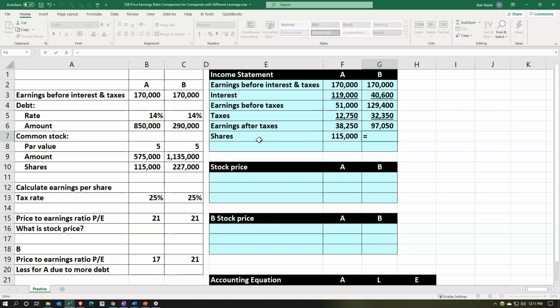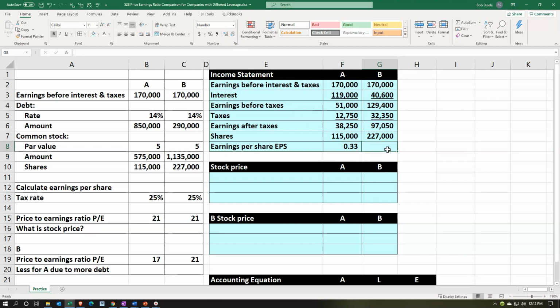B, because they financed with equity, has more shares outstanding, right? They got the 227 due to the fact that they financed more of their business with equity as opposed to debt. So that means that if we take a look at our earnings per share, EPS, it is going to be equal to the earnings after taxes, or net income, divided by the number of shares. So let's add some decimals here. We're going to go to the Home tab, numbers, add a few decimals. You could keep on going. We're going to stop at 2 because we're talking basically dollars and cents here. So we're talking 0.33 cents.